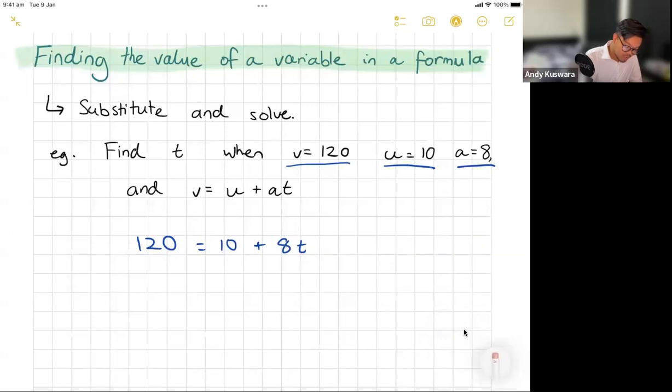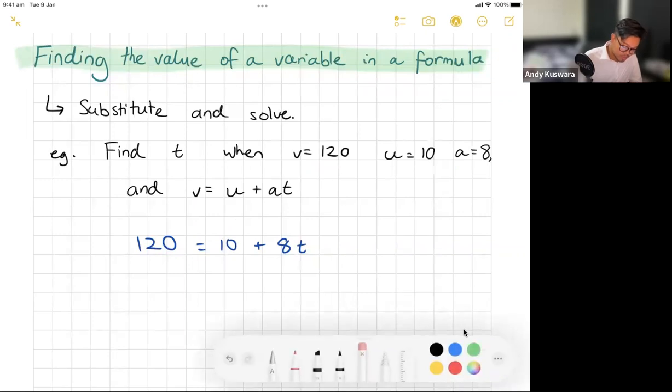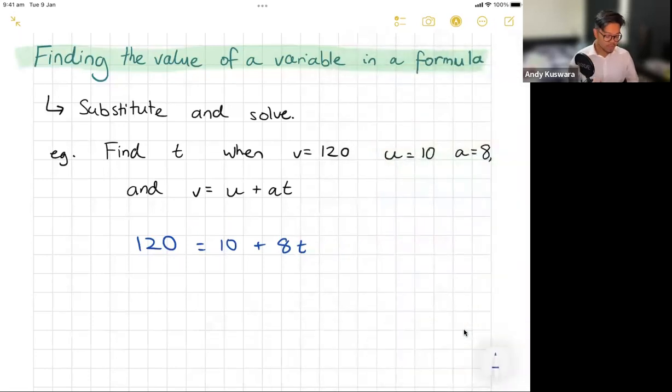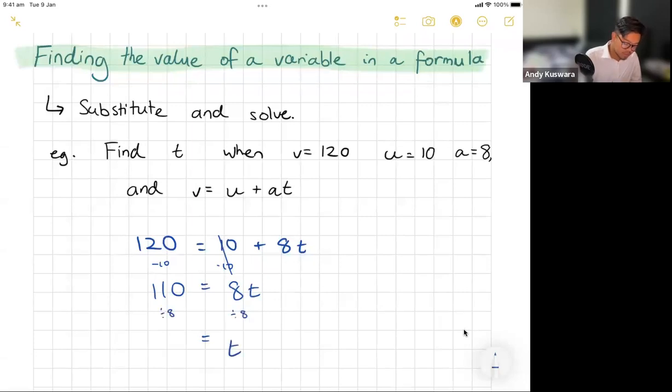Now at this point, it's just going to be an algebra and solving question. I'm trying to solve for that t. The first thing I need to do is get rid of that 10. So I'm going to minus 10 from both sides. That cancels out. I'm left with 8t on this side and 110 on this side. Now to solve, I'm just going to divide both sides by 8, leaving me with just t on its own. It'll be 110 over 8.